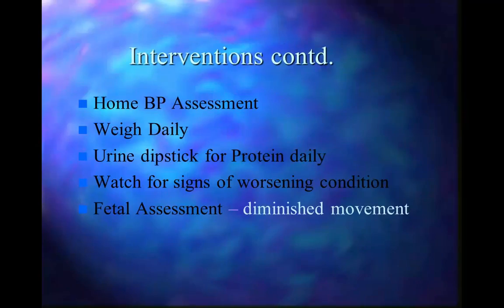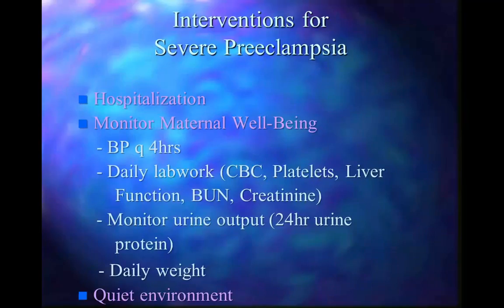Also, she needs blood pressure assessments, weigh daily, urine dipstick for protein, and watch for signs of worsening condition, and then watching and evaluating the fetus carefully. What you will often see is diminished movement as things are getting more severe. Now, interventions for severe preeclampsia, there's no ifs, ands, or buts about it. She needs to be hospitalized.